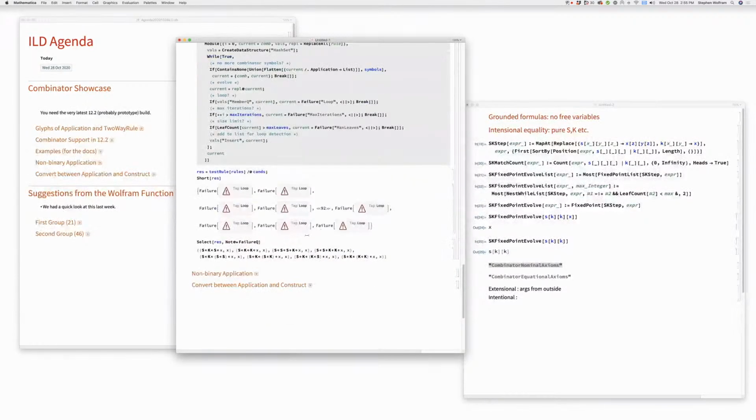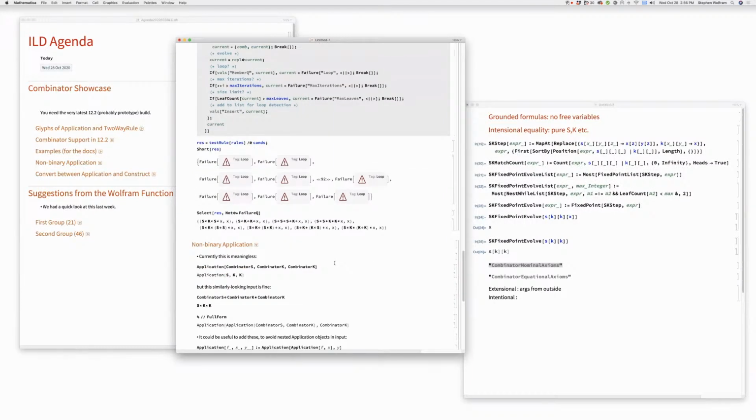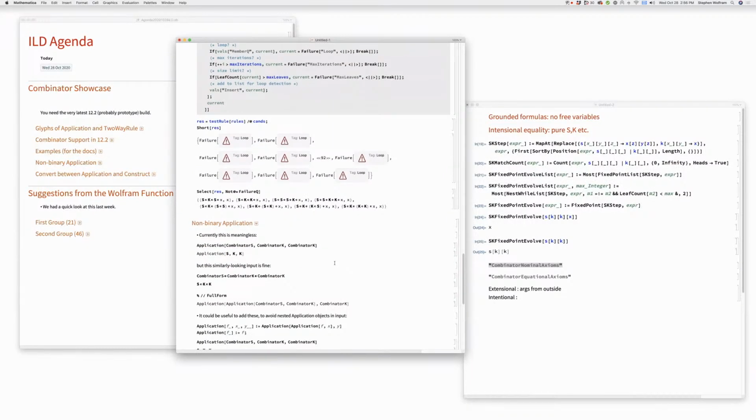Well, looks reasonable enough. All right, let's look at this non-binary application. I think this is completely misguided and wrong.